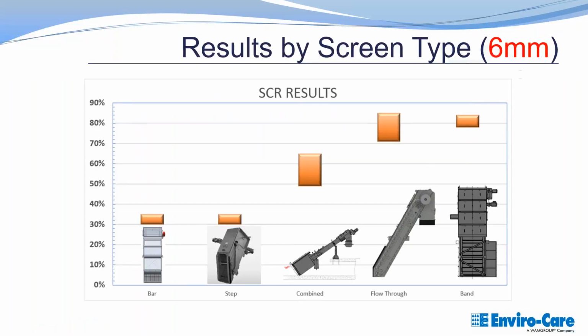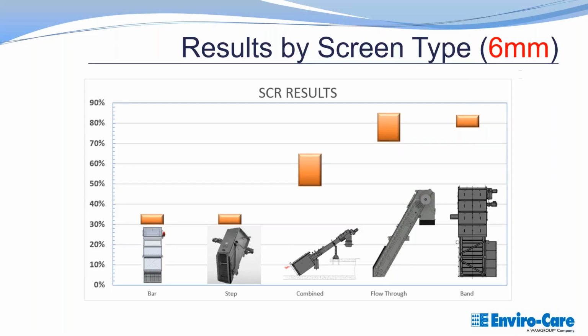The results, I've looked at all the 6mm only. They did test different sizes, but normalizing it across the 6mm or 1/4 inch, that's fairly industry standard accepted as a fine screen. You'll see that bar style screens got a 30 to 35% capture rate. Step screens also achieved a 30 to 35% capture rate.